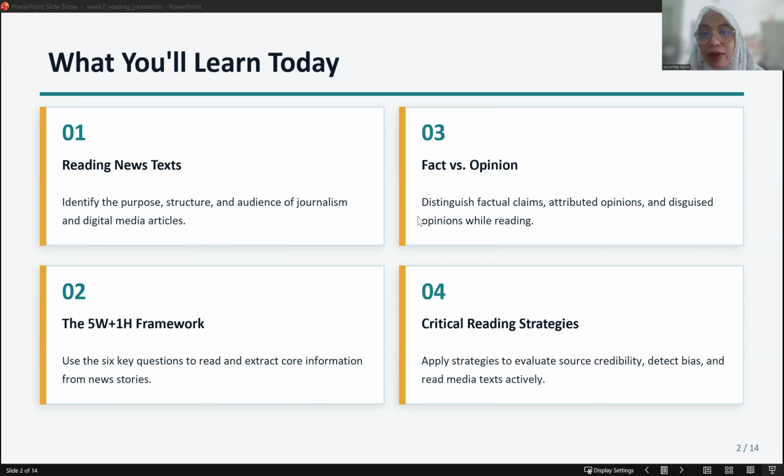And we'll learn about distinguishing facts versus opinion, how we can distinguish factual claims, attributed opinions, and disguised opinions while we are reading. And lastly, we'll apply critical reading strategies to evaluate source credibility, detect bias, and read media texts actively.